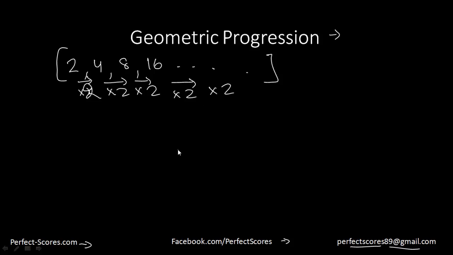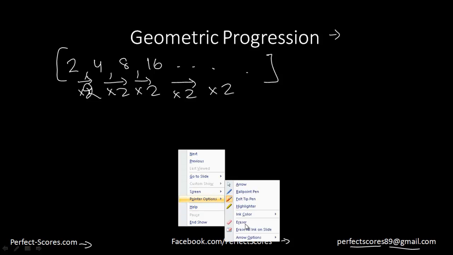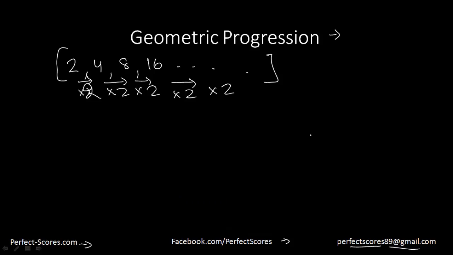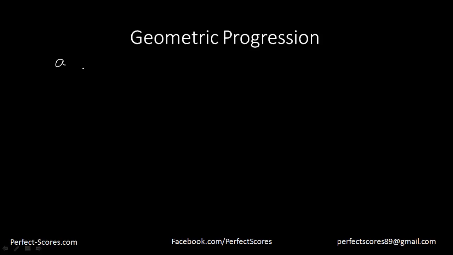Now let's try to generalize the geometric progression here. Let's suppose that the first term is A, and the second term is A times R, and the third term is A times R into R, that is A times R square, and the fourth term is A times R square into R, which is AR cube, and so on.